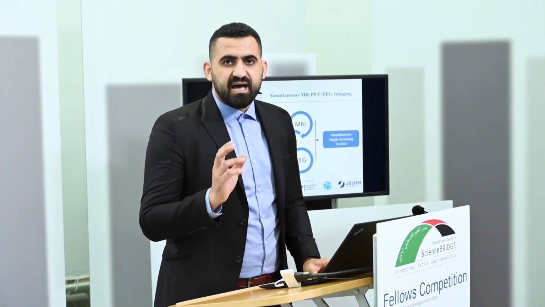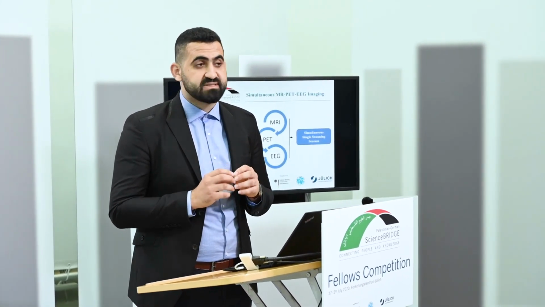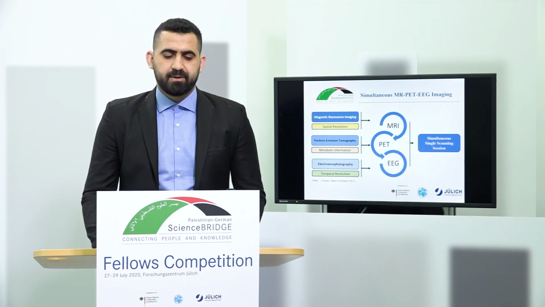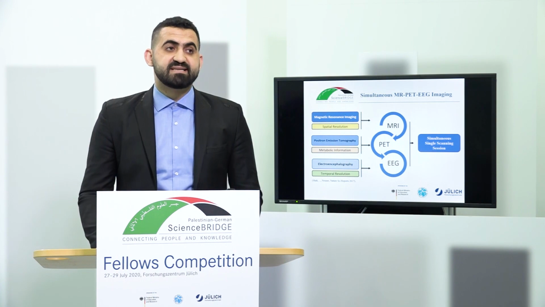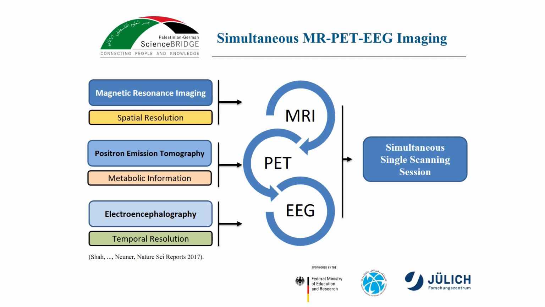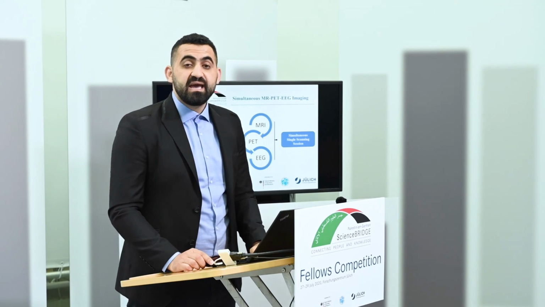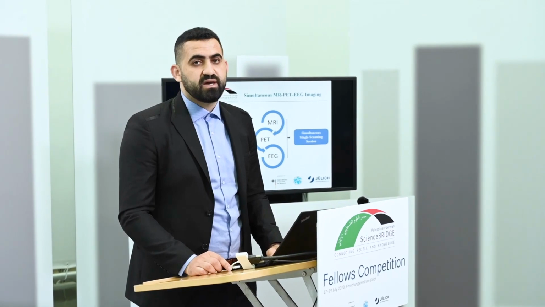But the question is how to investigate and study the relation and interaction between these brain networks, and it could be done by using different modalities. Here we are offering three different brain modalities. The first one is magnetic resonance imaging, which is the best choice for studying the spatial resolution. The second one is positron emission tomography, and it's considered the perfect choice for studying molecular and metabolic information. And the last one is electroencephalography, which can study the temporal resolution of the human brain.